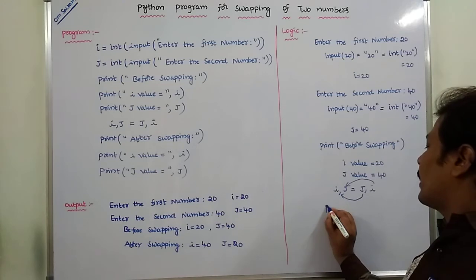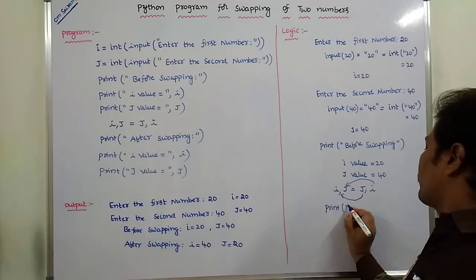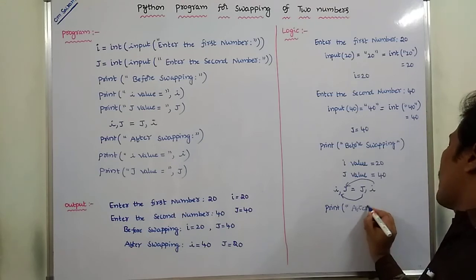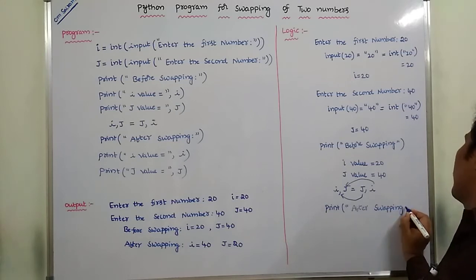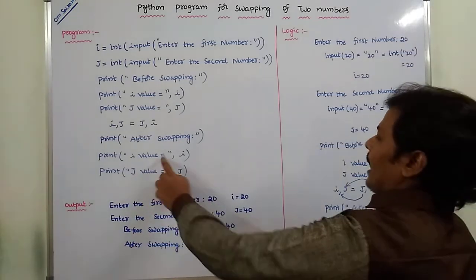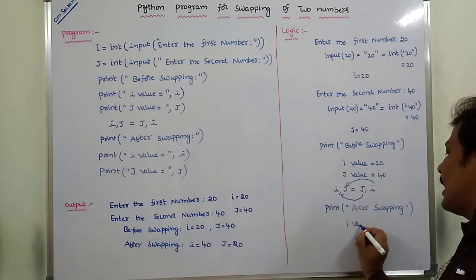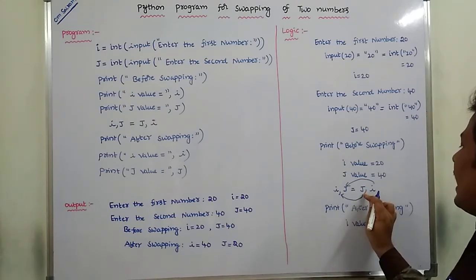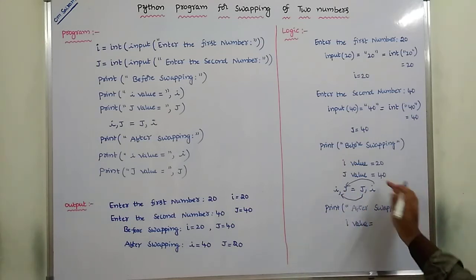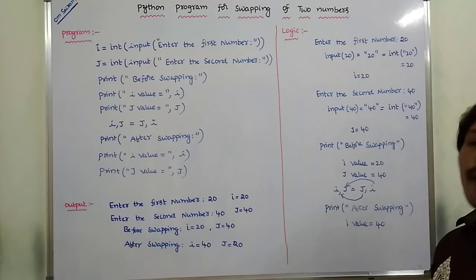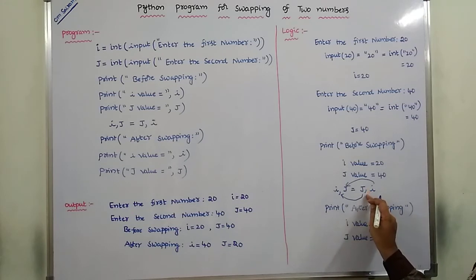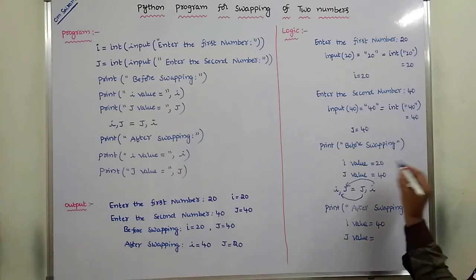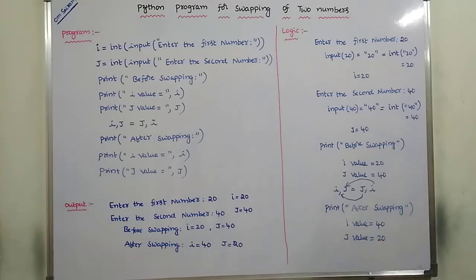Now print "after swapping". Print I value. So what is I value? I value is equal to J value, which is assigned to I. J value is 40, that is assigned to I. And what is J value? I value is assigned to J. So I value is 20. 20 is assigned to the J value.